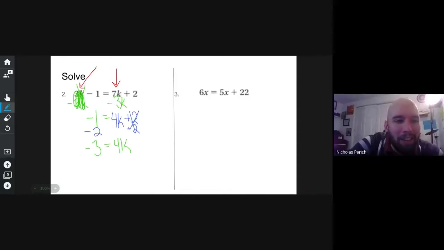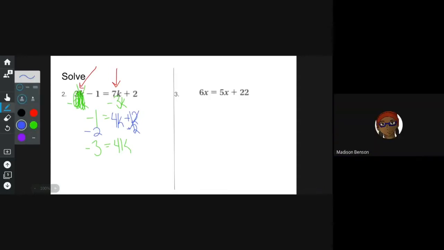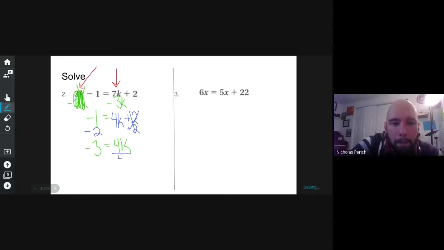Is K all by itself? No. Divide by 4. Cross it out. It's a fraction. So if you're looking at that and you're like, he did something wrong because you can't do -3 divided by 4 and have it be a nice answer. Nope, I can't. So I have -3 over 4 equals K, or K equals -3 over 4.